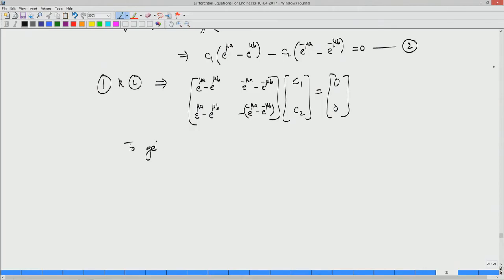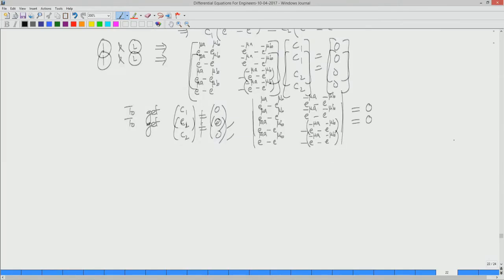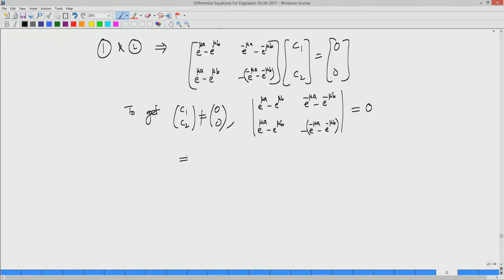To get a C1 C2 non-zero solution, this determinant has to be 0. That is the determinant of e power mu a minus e power mu b, e power minus mu a minus e power minus mu b, this determinant has to be 0, because it is like Ax equal to 0. To get a non-zero solution, the determinant of A has to be 0.